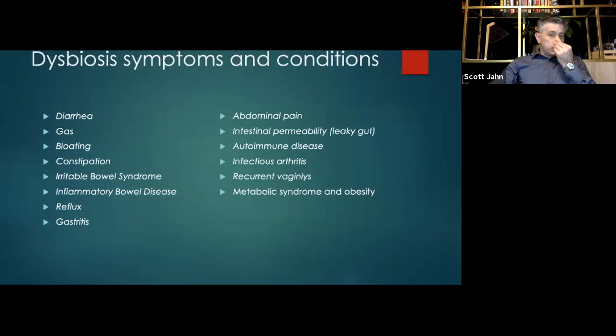So these are the dysbiosis symptoms that we get when we have problems with our microbiome: diarrhea, gas, bloating, constipation, irritable bowel, inflammatory bowel disease, reflux, gastritis, abdominal pain, and we get leaky gut, autoimmune diseases, infectious arthritis, recurring vaginitis, and metabolic syndromes and obesity, all because of lack of proper gut flora. All right.